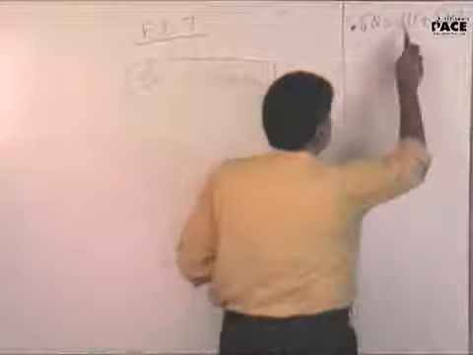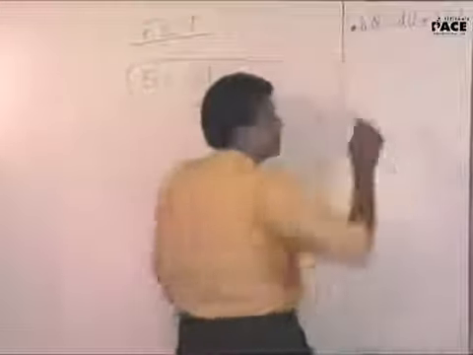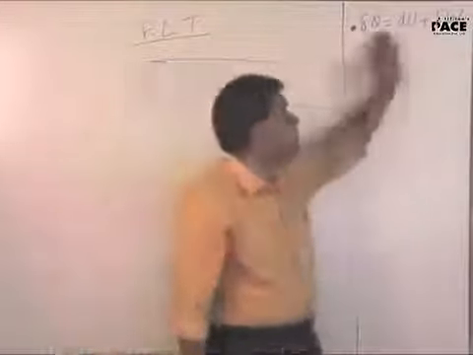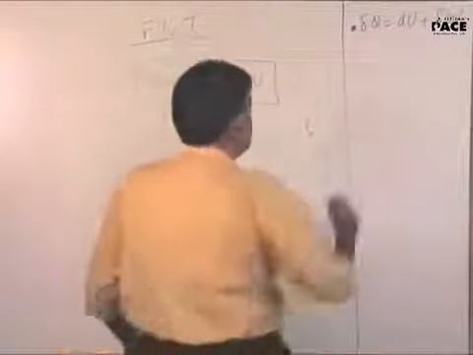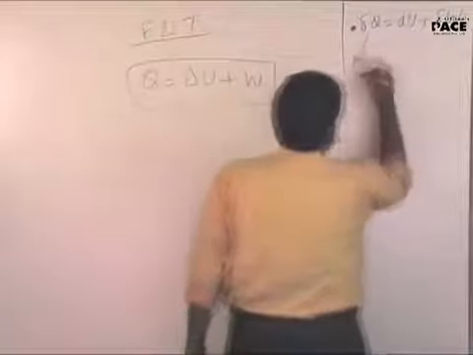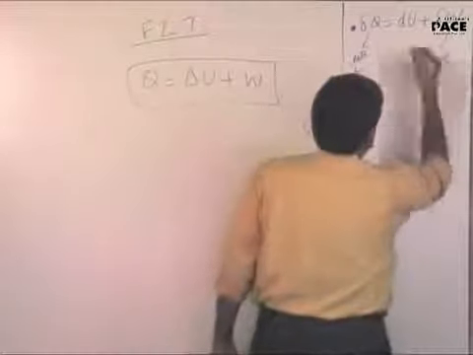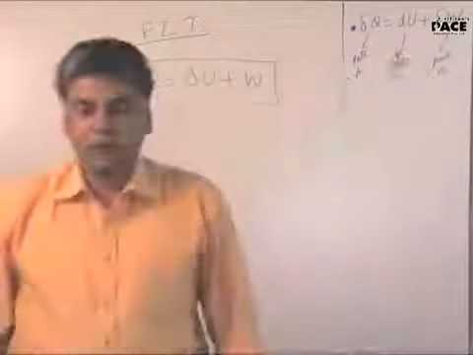So to indicate that, we are putting this symbol. Later on I may not put that symbol. Just to begin with, I'm putting those symbols to indicate that. So let me write that this is the path function, this is the state function. We have that.